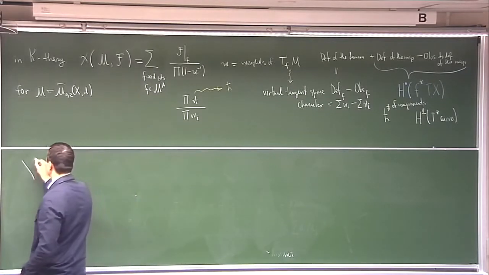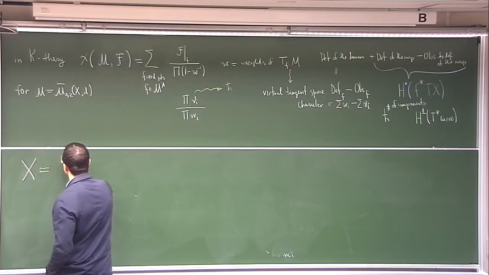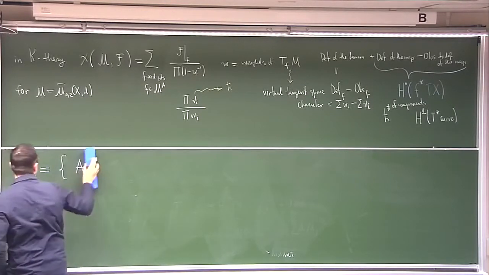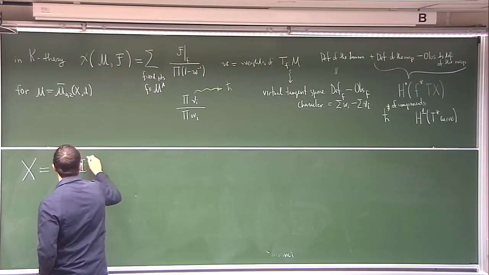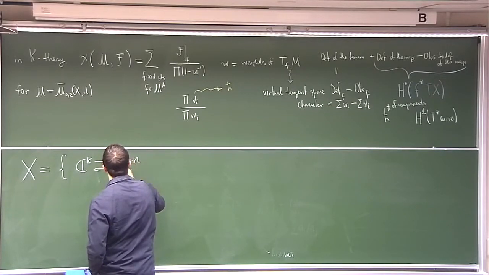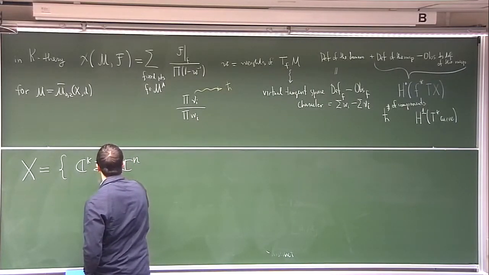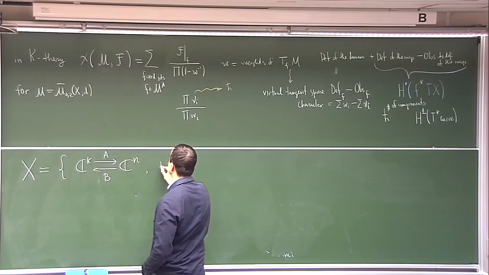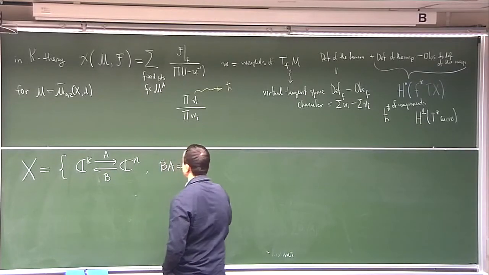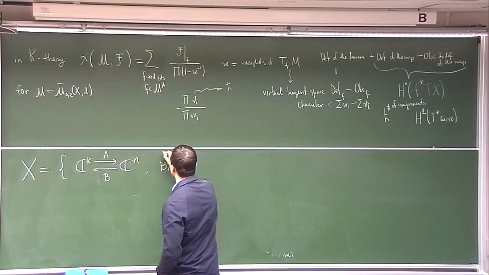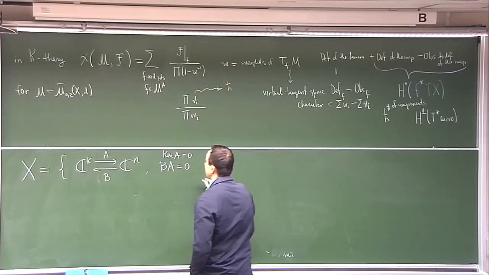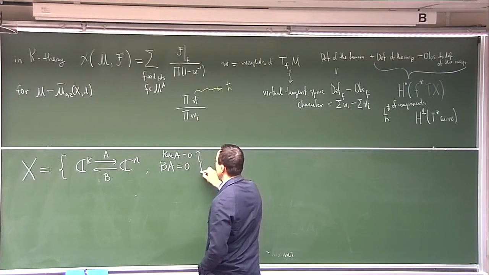So X, I remind you that X was the quotient of pairs of matrices. I have a map C^k to C^n, maybe we call this one A and this one B, such that B times A equals 0, and A injective, where A is modded out by GL_k.